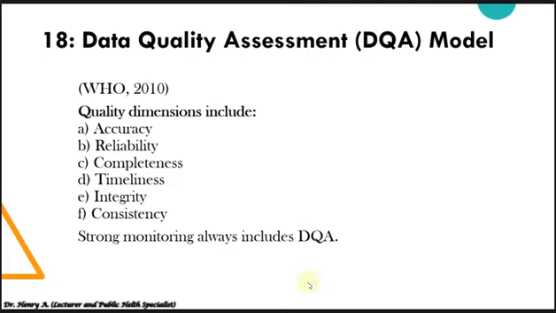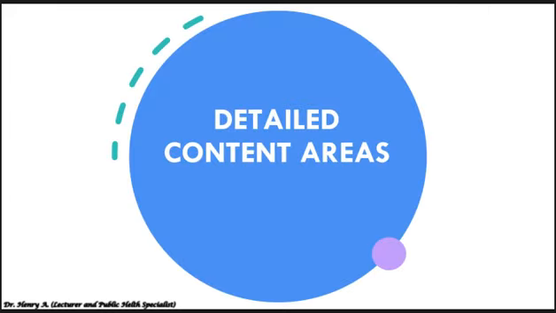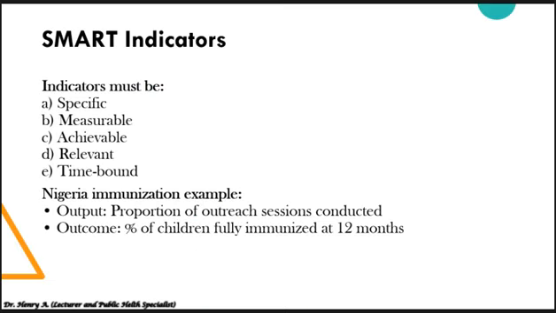So let's look at the detailed content areas. One, we'll start with the SMART indicators. These indicators must be specific, like I've said, measurable, achievable, relevant, and time-bound.